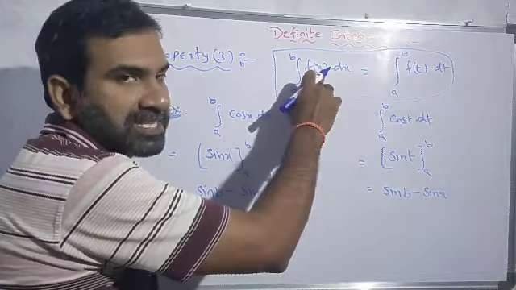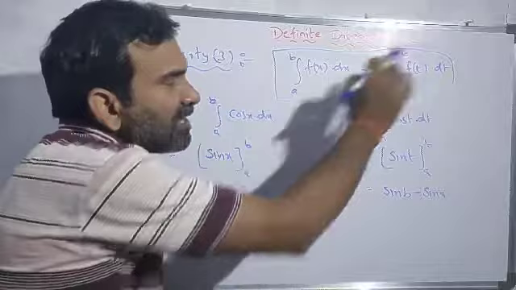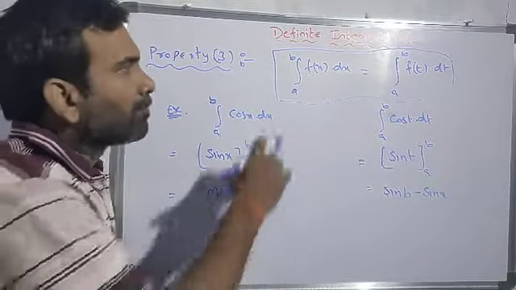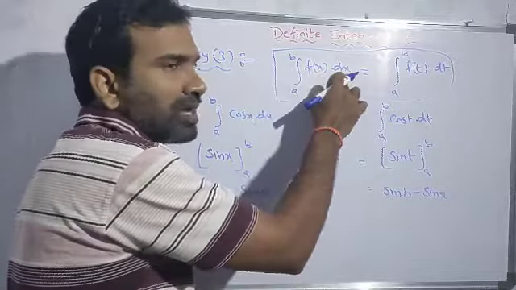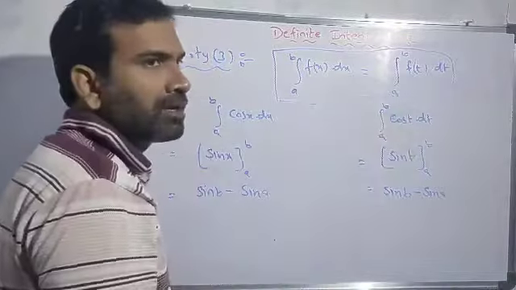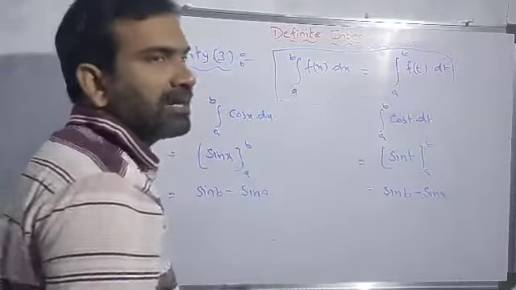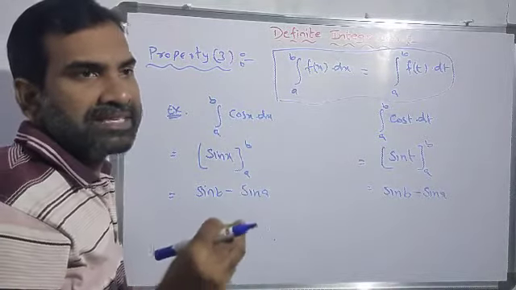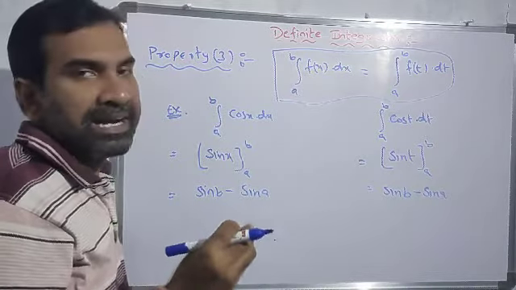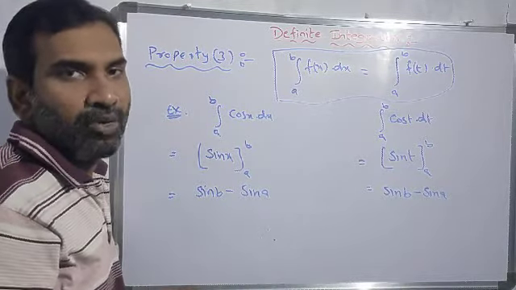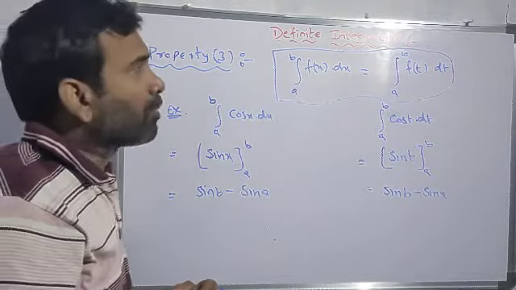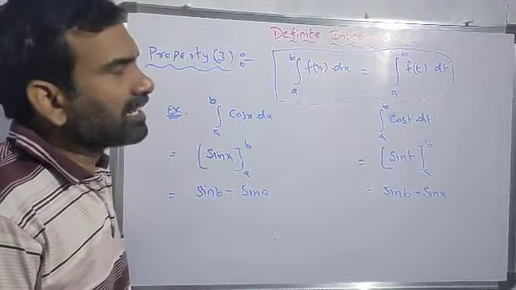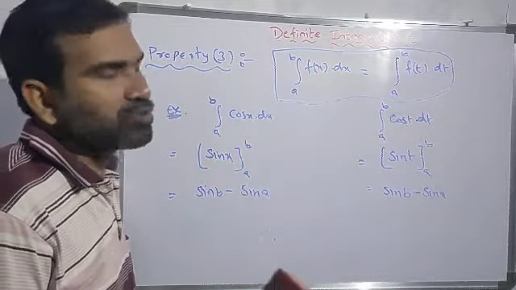Here the variable name is changed from x to t. Here dx becomes dt. That means here we are integrating with respect to x, and here we are integrating with respect to t. There is no change in the upper limit and lower limit. So finally we get the same result value in the definite integrals. That is the important thing. So we can consider this as property number 3: if we change the variable name, there is no change.